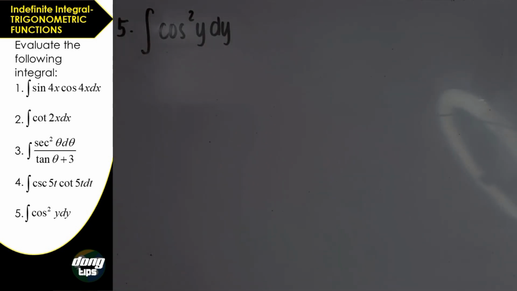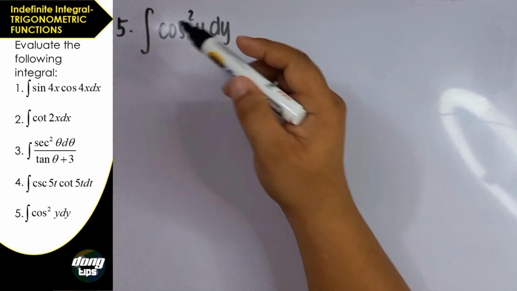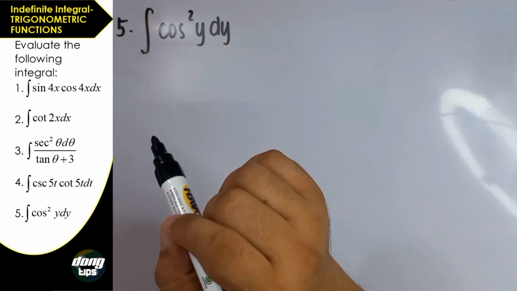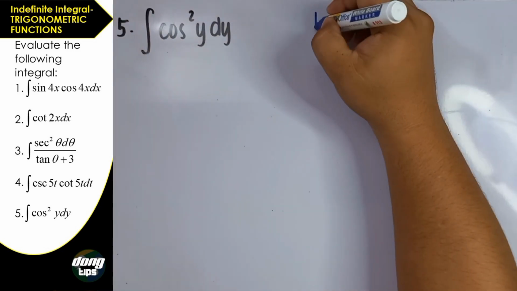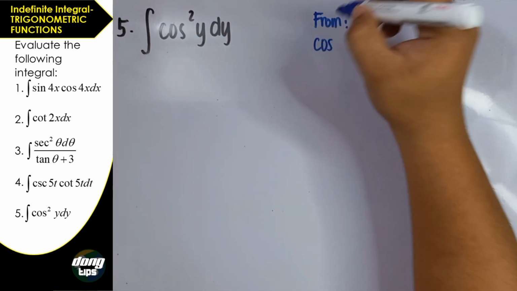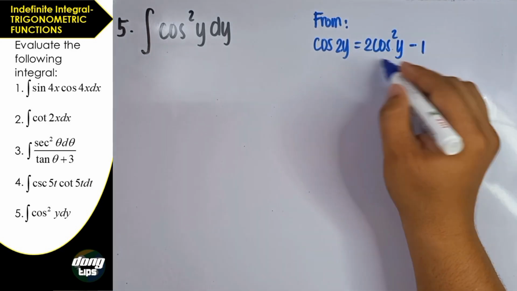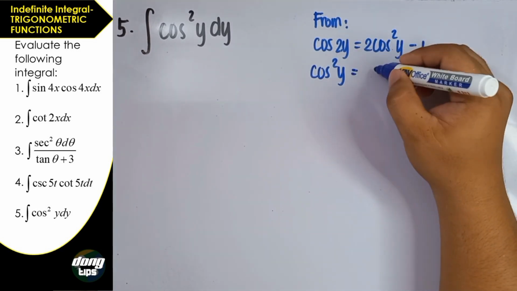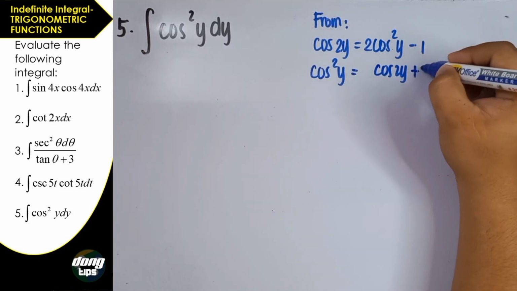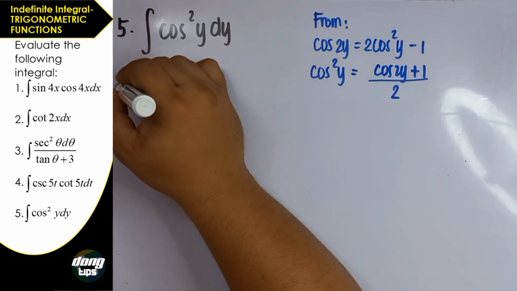For number 5, evaluate the integral of the quantity cosine of y squared dy. As we investigate, we cannot use the power formula, because there is only one function, and we can't use the formula for the integral of cosine of u, because of the exponent 2. All we have left is to use a trigonometric identity to transform this into a simpler function. From the cosine of double angle, we can transform it into cosine of 2y plus 1 all over 2.